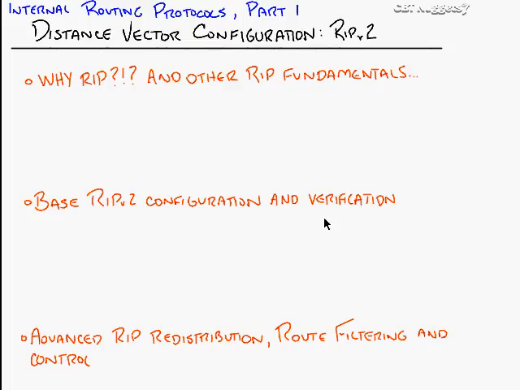First off, defining why RIP. Why is it even still around at that point, and other RIP fundamentals. Then we'll spend about 2 seconds on the base RIP version 2 configuration and verification, and the rest of this nugget is all spent around this final bullet: advanced RIP redistribution, route filtering, and control. All the control of this protocol that we can afford it.